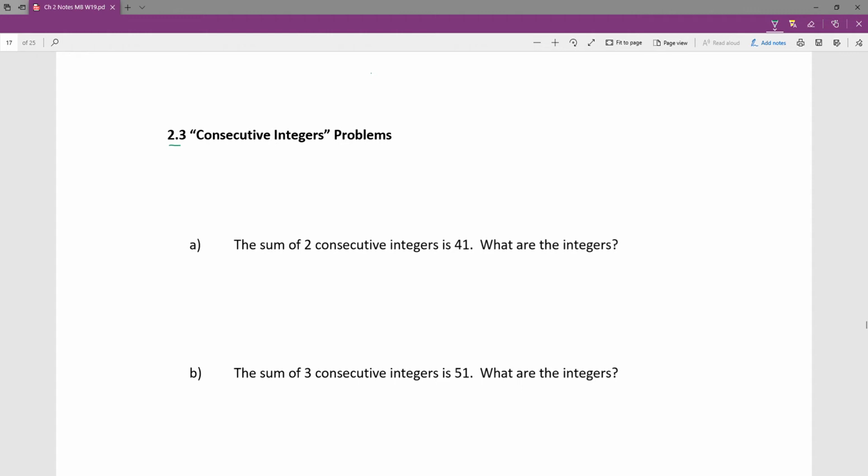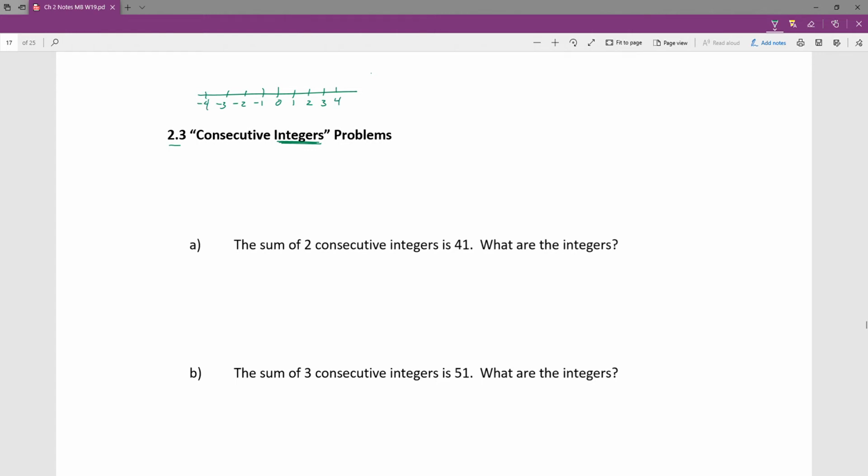So consecutive integers, we need to think about what integers are. If we remember about integers on the number line, they were each of the points on the number line. So nothing in between, all the whole numbers, both positive and negative. Okay, so we're going to talk about consecutive integers.